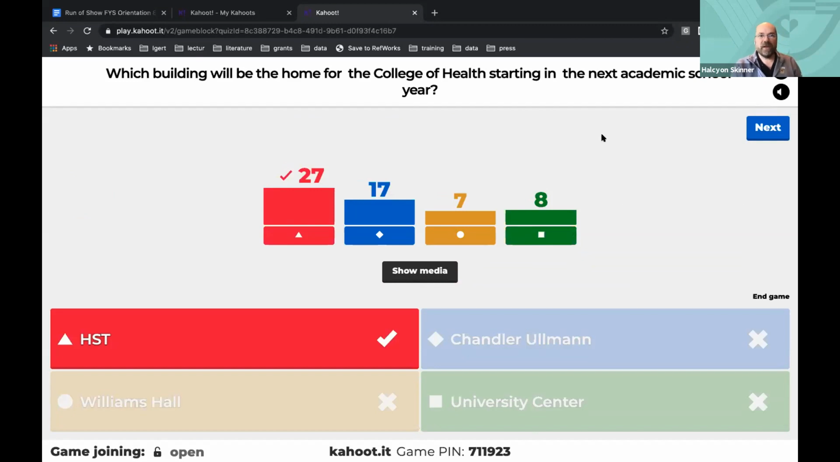I'm an epidemiologist by training, and many of you know that the Health Science and Technology, or HST building, will be the College of Health home starting in the fall of next year, 2021. I don't even know where Chandler Ullman is yet, so I look forward to learning that myself. I have been to Williams Hall and the University Center, though. So we're going to learn the map of Lehigh together as we move forward.